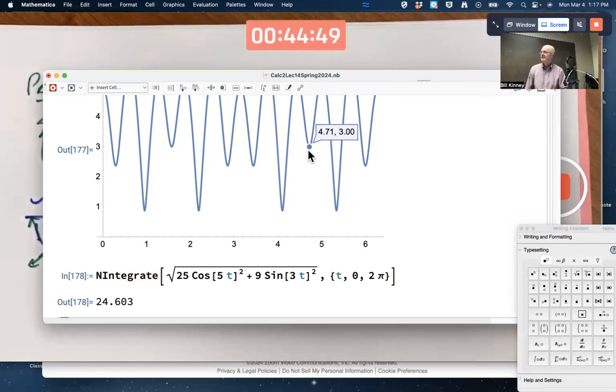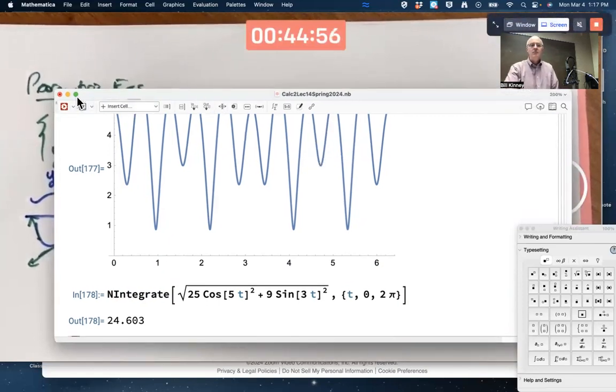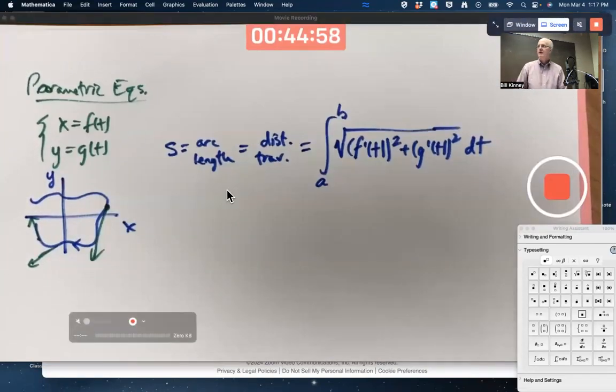The result is about 24.6. That's the distance traveled, the arc length of the curve. Okay. So in practical problems, you often have to use numerical integration.